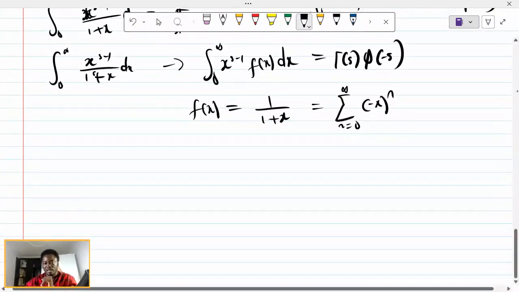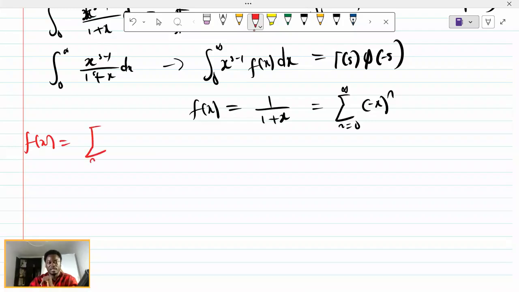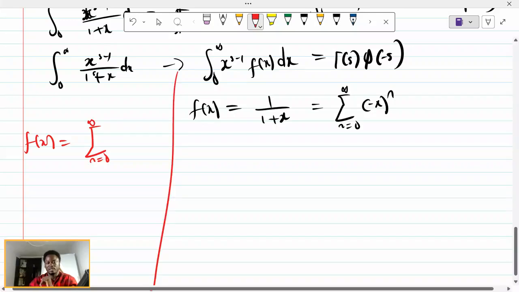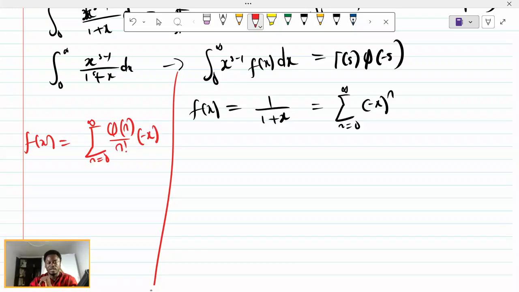This theorem, this Ramanujan Master Theorem, only works if f of x has this form, if f of x can be put in the form of the sum as n runs from 0 to infinity of phi of n over n factorial, then negative x to the n. So we already have a negative x to the n on both sides, so we don't have to worry about that. But we don't have a phi of n over n factorial, where phi of n is a function of n. But there's not a problem. We can even fix this.